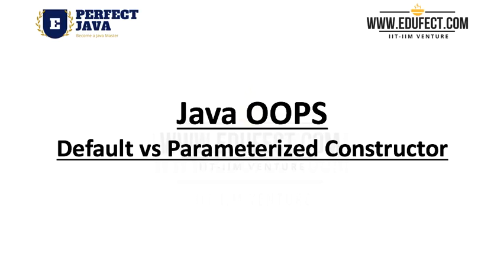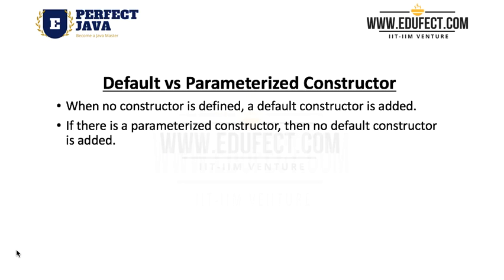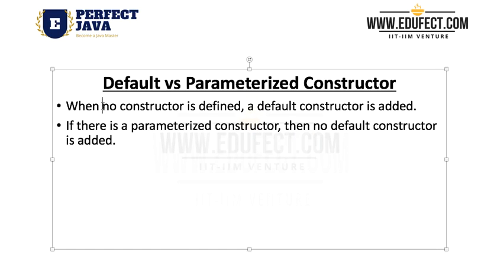We will now learn about the default constructor and how it behaves in the presence of a parameterized constructor. So what is the default constructor? When no constructor is defined in a class, a default constructor is added. We had seen it earlier when we created the class student. We had given no constructor, so a default constructor had been added. Why was it added? Because no constructor was defined.